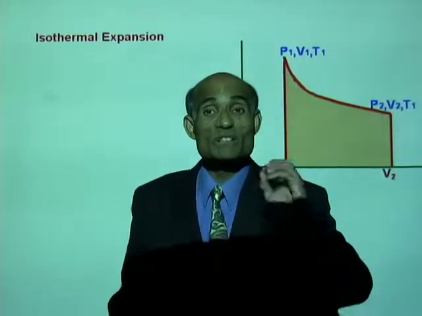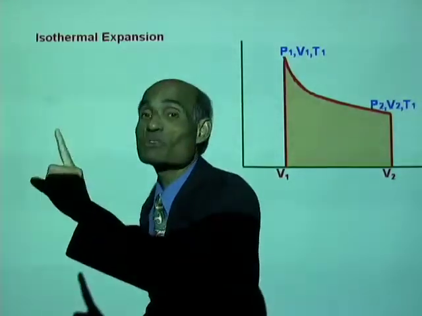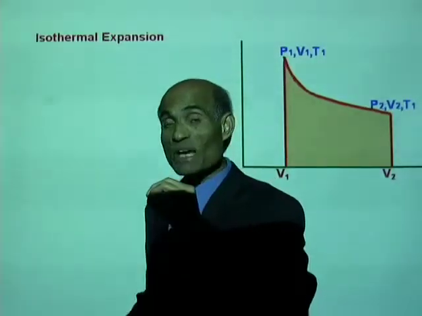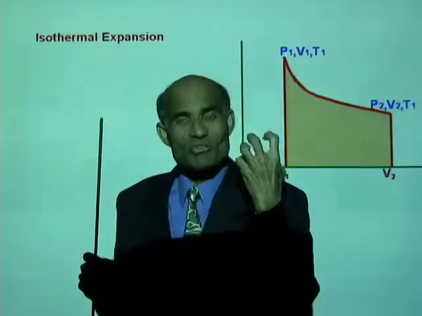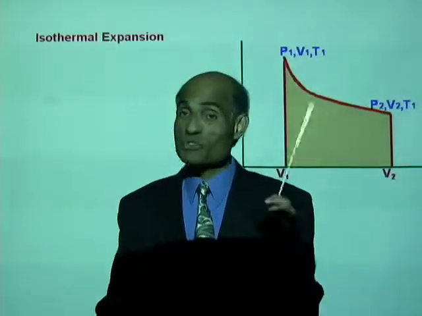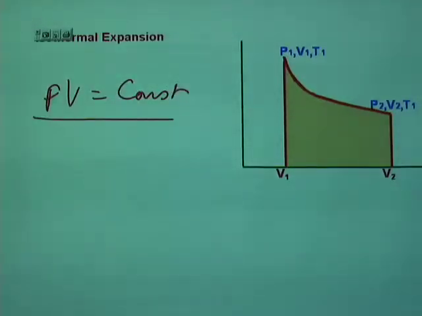Boyle's law equation is P times V remains a constant when the temperature remains a constant. Well, when we talk about isothermal change, we don't need to say temperature remains a constant, because for an isothermal process, the temperature is a constant. So the equation for an isothermal process is P times V remains a constant. That is the equation for an isothermal process.